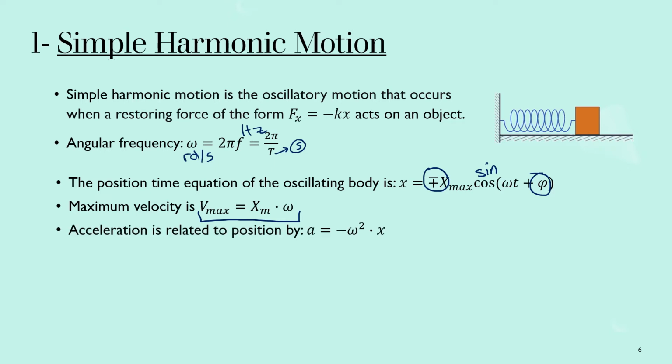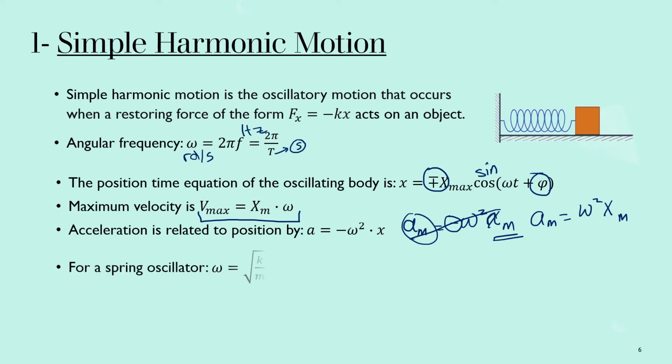Acceleration is related to position by the relation a equals minus omega squared x. This gives a max being minus omega squared x max. Now, since a max and x max are values, we can drop this minus and say that a max is nothing but omega squared x max. The negative sign drops if you're dealing with amplitudes or values.